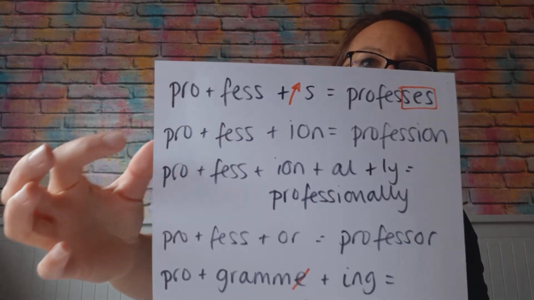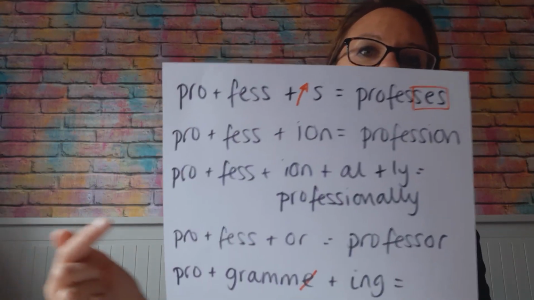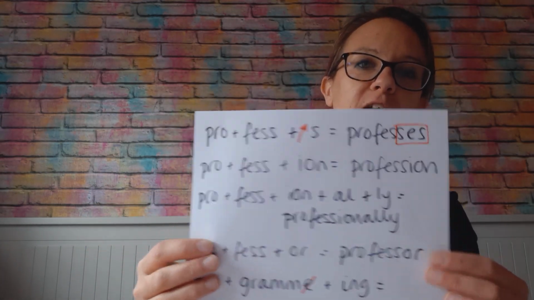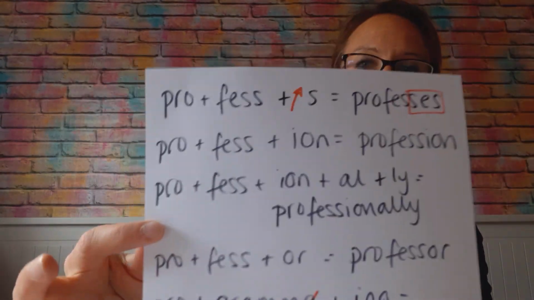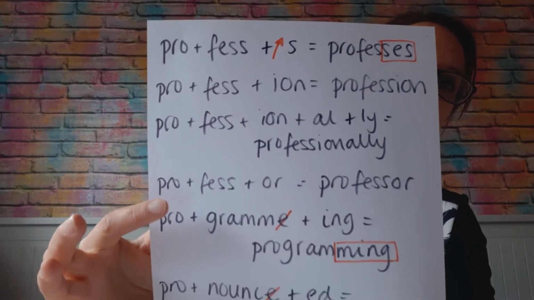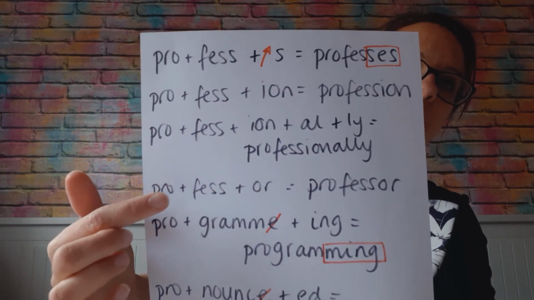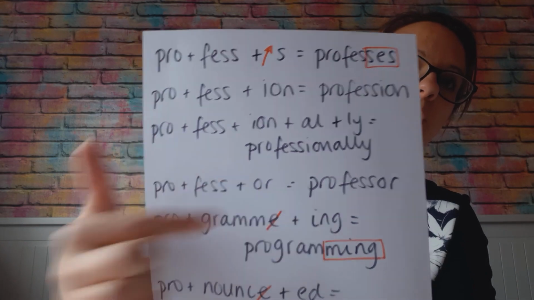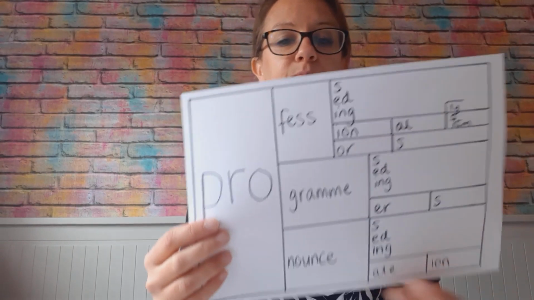So we've got profess, profession, professionally. So again, if you do something really professionally, you're just like a professional in that job, basically. So professionally, remember that ly there, and professor, and then so obviously the OR meaning somebody that does it. So there are our words around profess.